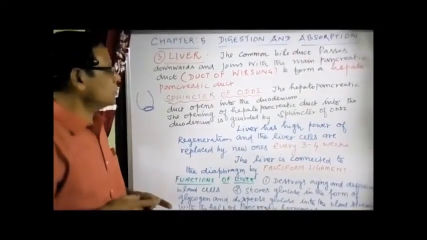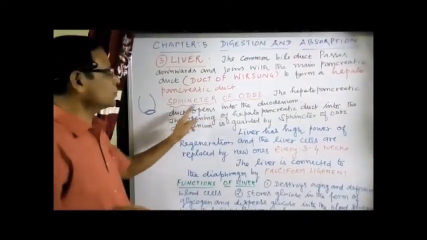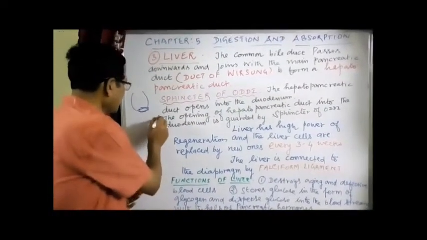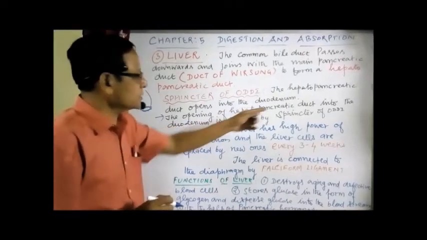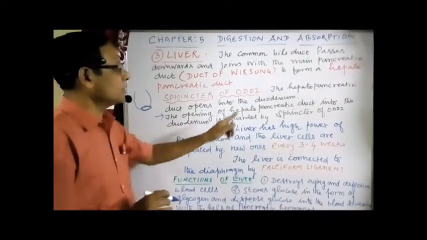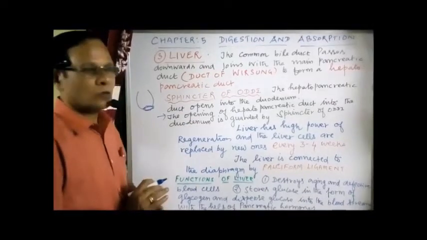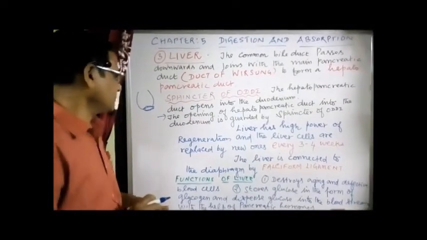I also wrote on the board that the hepatopancreatic duct opens into the duodenum. The opening of the hepatopancreatic duct into the duodenum is guarded by a sphincter. The name of the sphincter is Oddi, O-D-D-I, after the name of the person.